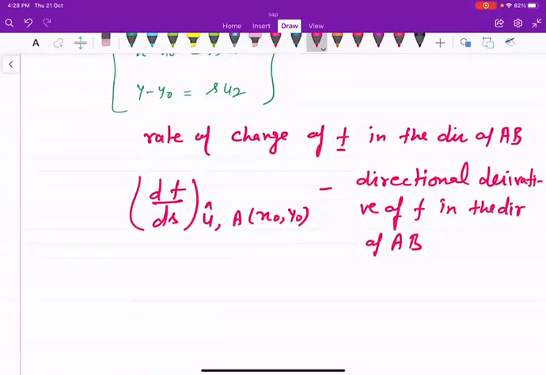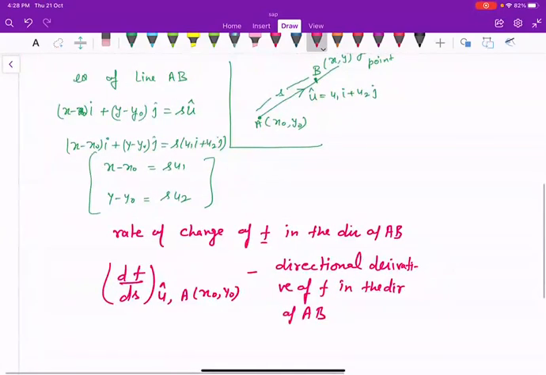Like df over ds at u naught is the unit vector in this direction, and A is what? That is the equation of the line, that is, the point x naught through which that particular direction is passing. We can say AB is the equation of the line that is having direction u naught. We can say u cap is what? That is the unit vector in this direction.